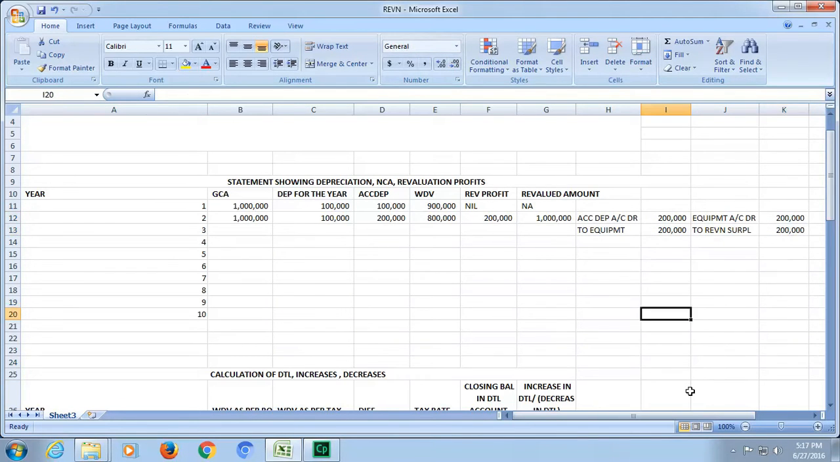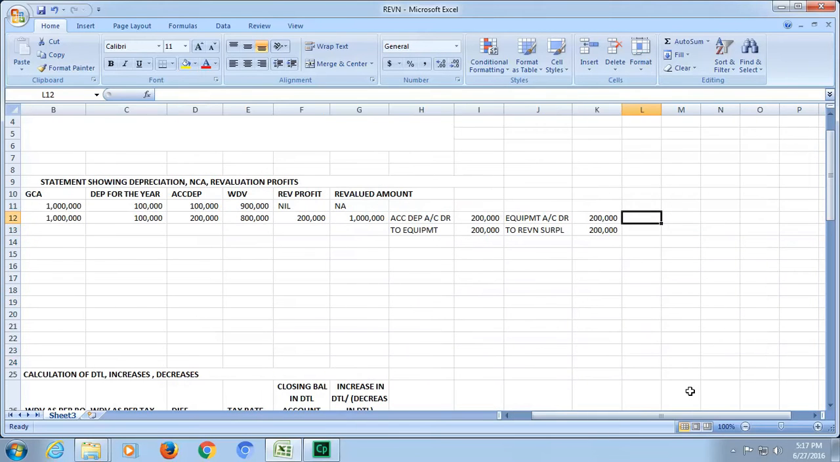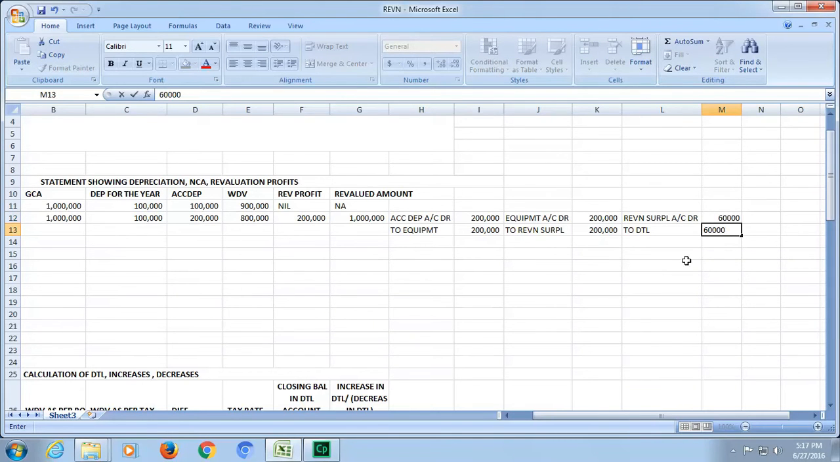Then I have to pass one more entry at the end of second year, that is for recognizing the deferred tax liability, revaluation surplus account debit to deferred tax liability. Why we have to create deferred tax liability, we'll discuss this in another lecture. On 2 lakh rupees I have to create a deferred tax liability of 30%, that is 60,000 rupees. So these are the three entries we are going to pass at the end of second year for the purpose of giving effect to revaluation.